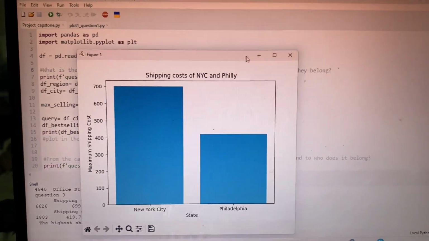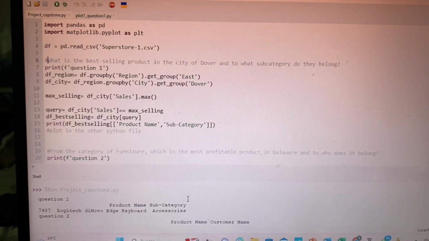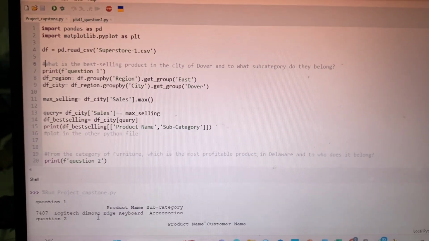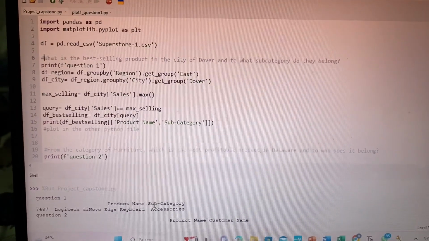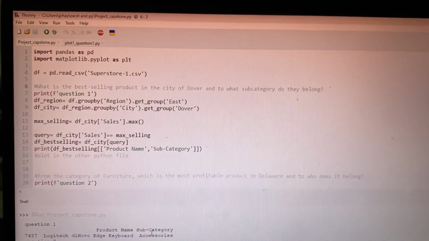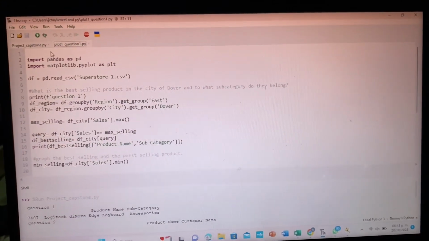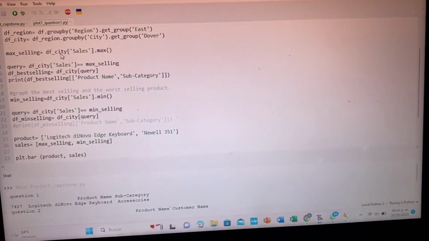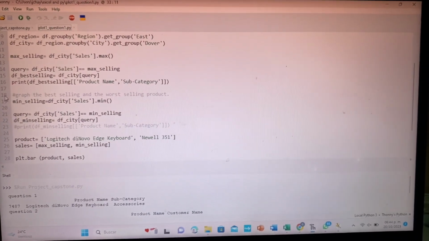this is from number 3. It throws product name Logitech Lenovo Edge keyboard, and the subcategory was accessories. So that's the answer to what is the best-selling product in the city of Dover and to what category do they belong. So following this question, I made another program to develop a sub question to get a graph.